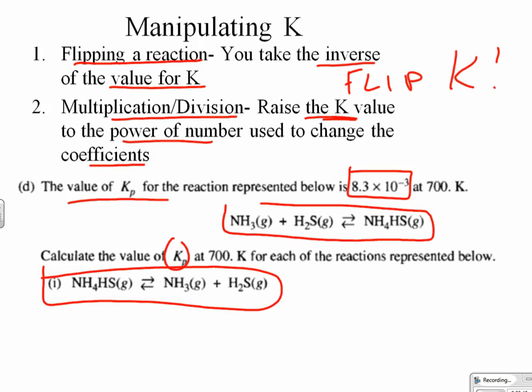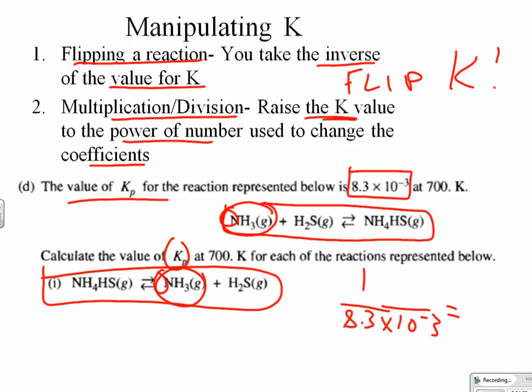First thing I check is to see if the reaction has been flipped. So if I look here, I have NH3 on the left. Now I have NH3 on the right, so it has been flipped. So the first thing I do is flip K. So I'm going to go 1 over 8.3 times 10 to the negative third. I get that. Last check is check the coefficients. Coefficients haven't been changed, so I haven't really multiplied or divided by anything. So that would be equal to my answer.